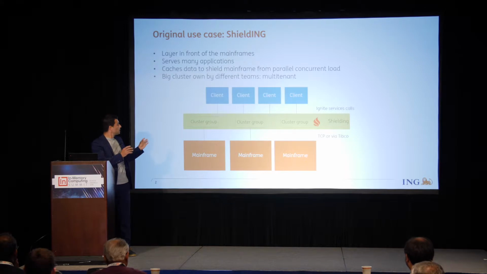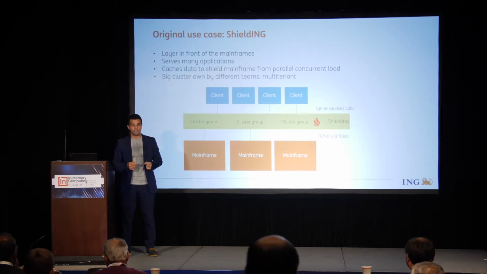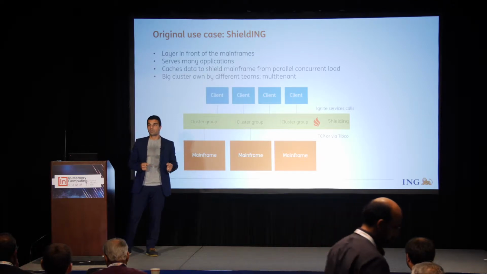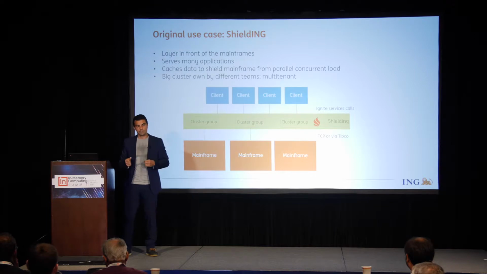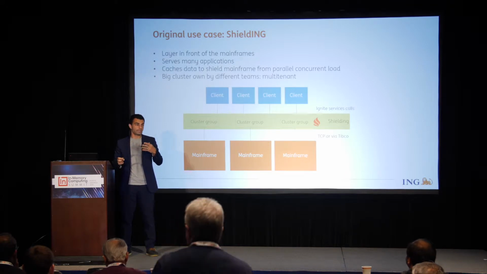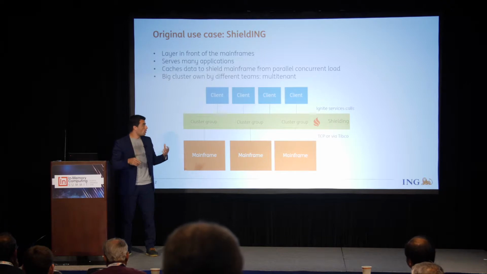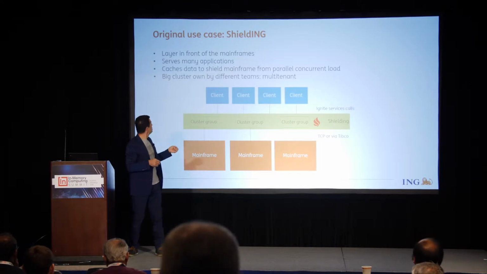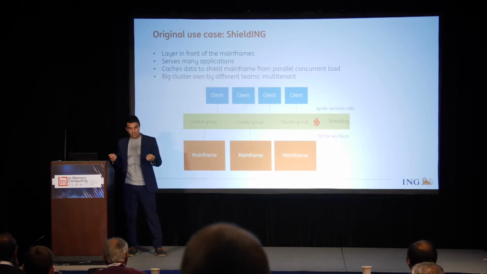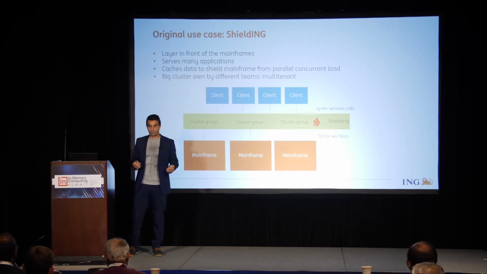We had different cluster groups, each cluster group shielding a different mainframe application. So we had, for instance, a customer mainframe and a transaction mainframe, and each time there was a cluster group in front of it. Then on top of that, we had clients that would access the data using Ignite services. So it was serving a lot of different applications, and the caches really allowed us to have a lot of parallel concurrent calls.